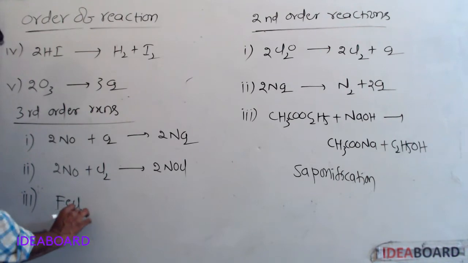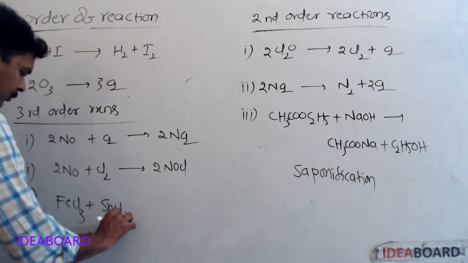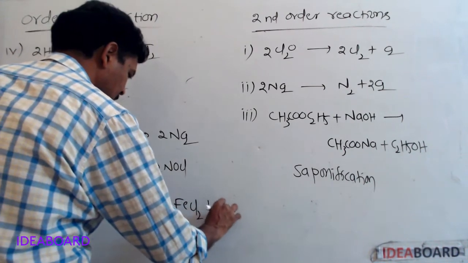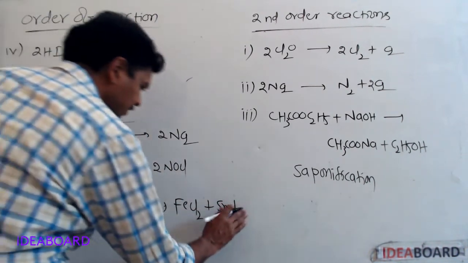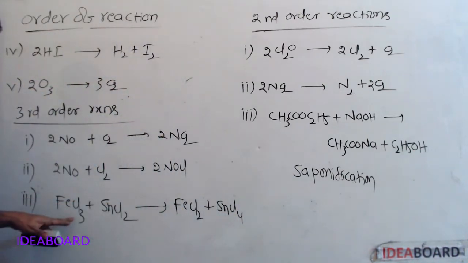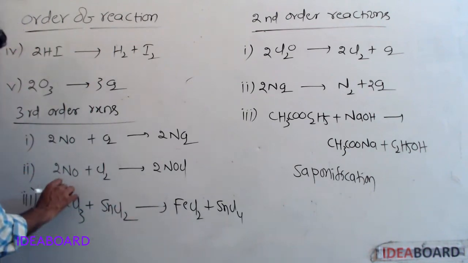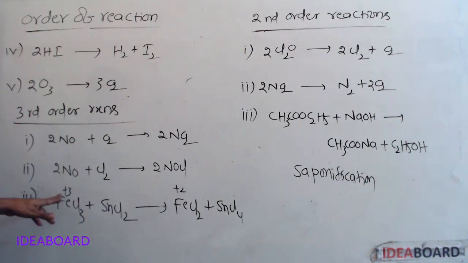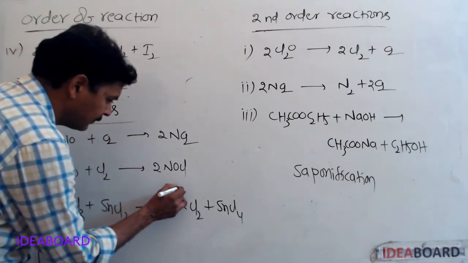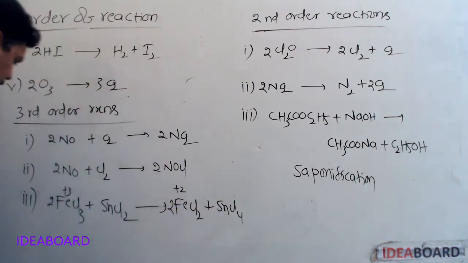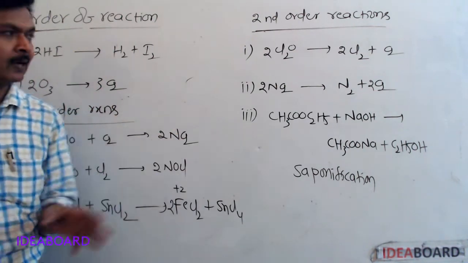Reduction of FeCl3 with SnCl2. FeCl3 into FeCl2. This is a reduction reaction because the oxidation number of iron decreases from +3 to +2. Decreasing of oxidation number is called reduction. So all these are examples for third order reactions.